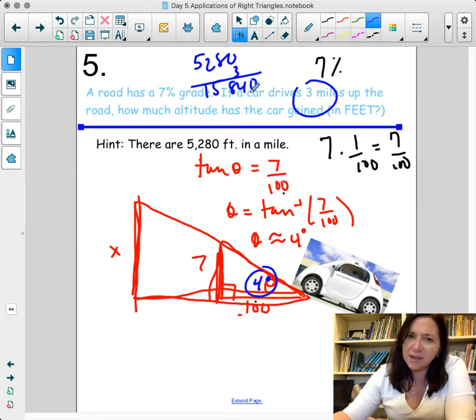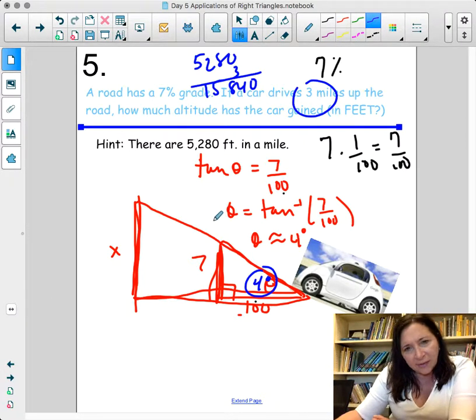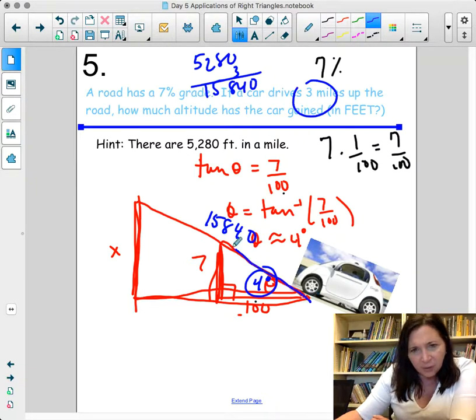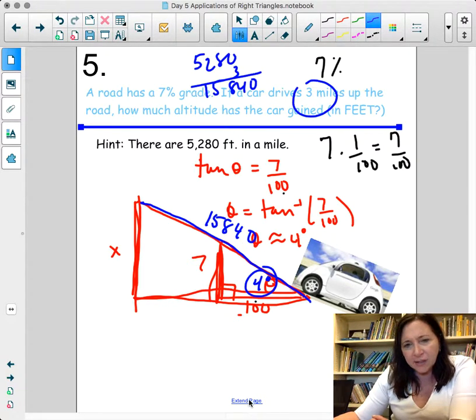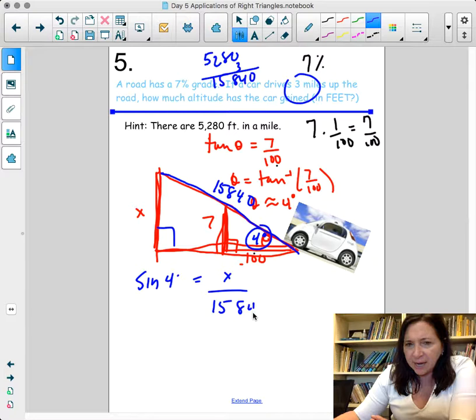15,840 feet. So that's this length here, 15,840 feet, because if they went a total of 3 miles, that's 15,840 feet. So to find x, we're going to use what? Opposite, because there's my right angle, opposite over hypotenuse. So I'm going to say sine of 4 degrees is equal to x over 15,840.